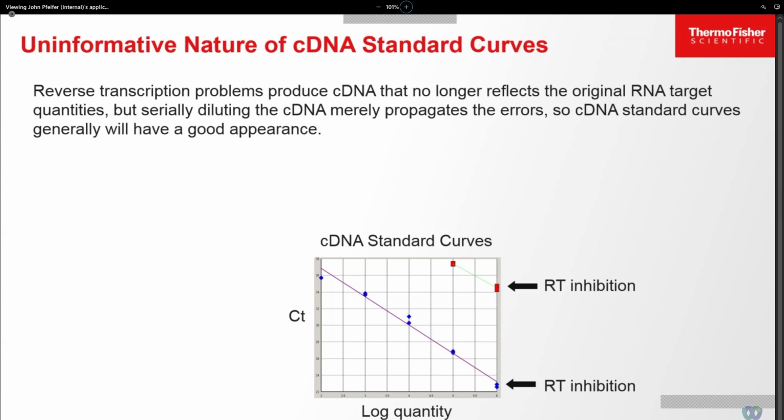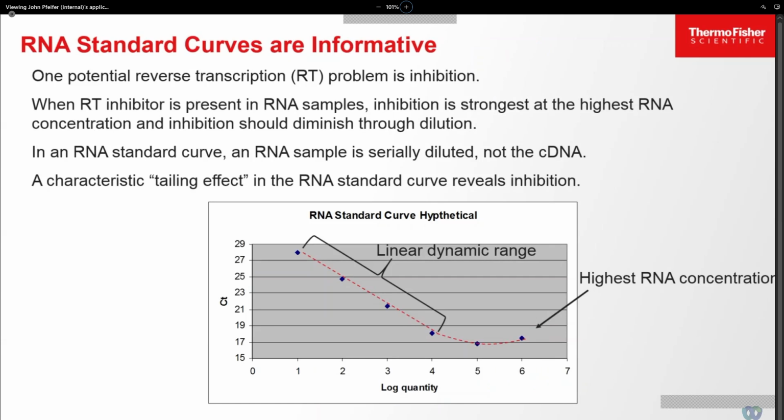The problem with cDNA standard curves is they're uninformative and they will typically always look good, which basically is fooling the researcher. So, for example, there could be significant problems in reverse transcription going on, but yet you're still making cDNA. Now, once you've made the cDNA and you serially dilute it, you're just propagating the error. So that's why cDNA standard curves always look good. It's a general rule. The right way to test dynamic range is not to serially dilute cDNA, but to serially dilute RNA.